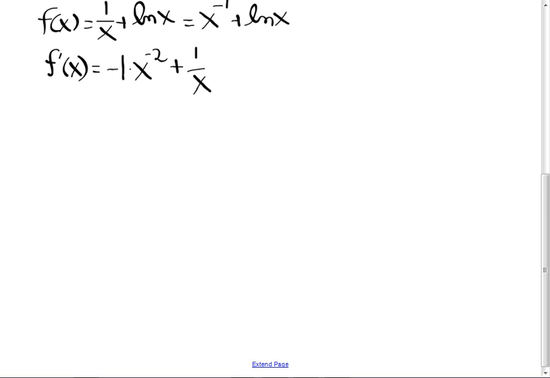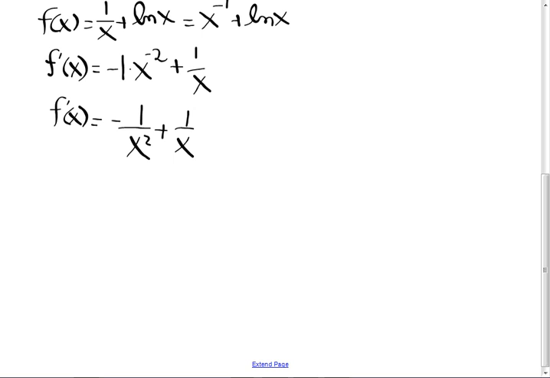So that looks like this. Negative 1 over x squared plus 1 over x. Okay, where's that undefined? Because that's the easy thing. At x equals what? And guess what? That's not in our domain, so I don't have to think about it.